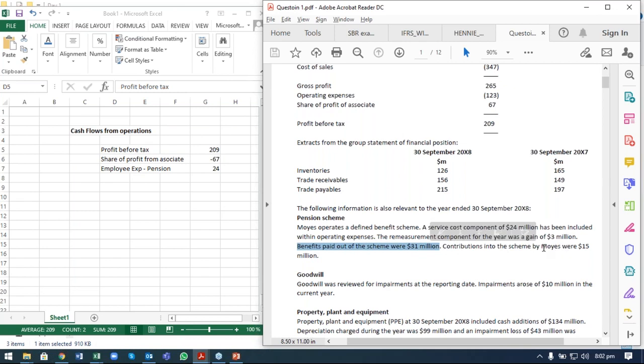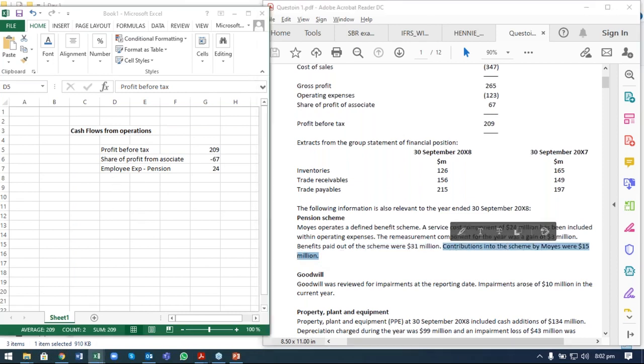Contribution into the scheme by Moyes, the Moyes group has paid 15 million. So this is the cash flow that was paid. And as this is related to the employee expenses, so it's cash flow from operation that should be accounted for. So contribution in plan was 15 million. So I'm going to deduct this 15, right? So we have done with this one section.